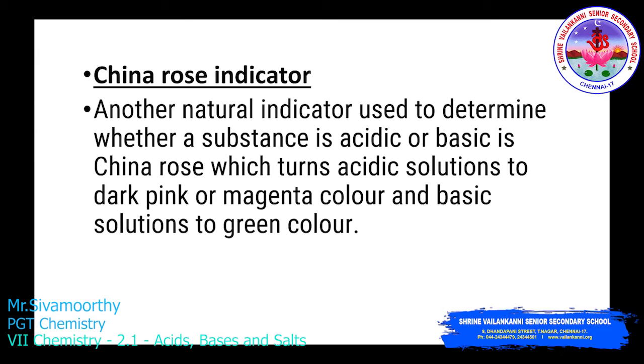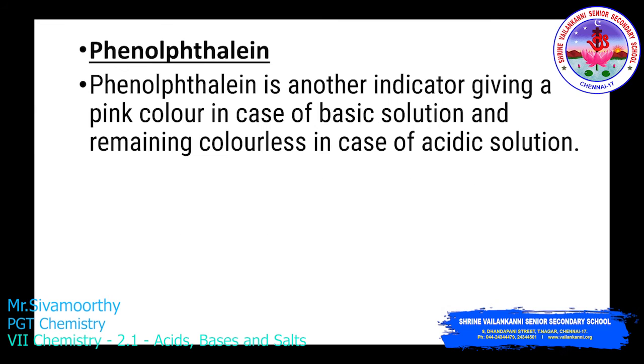Correct. The last indicator is called phenolphthalein indicator. See students, before we discuss phenolphthalein, let us see how we make the phenolphthalein indicator, what its purpose is, and how it is used to identify acidic and basic solutions. Okay, phenolphthalein is made by the combination of phenol and phthalic anhydride. These are the important reactants to get the phenolphthalein indicator.